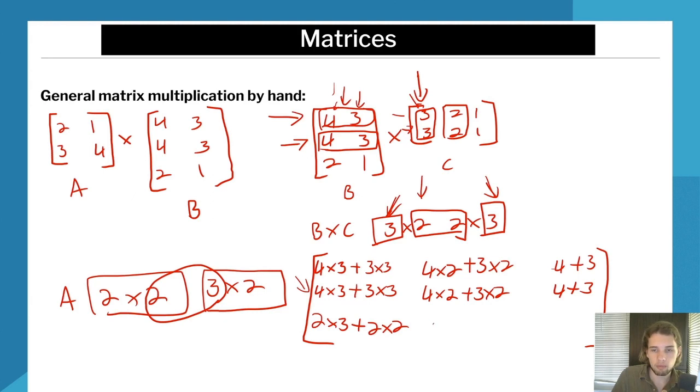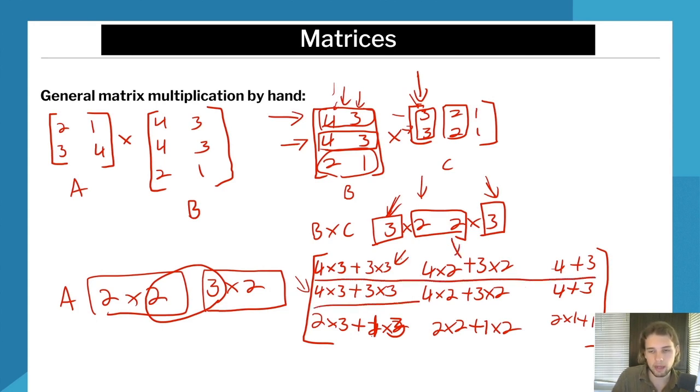And then we move forward as such. So we do 2 times 2 plus 1 times 2. And then we do, I made a mistake here, 2 times 3 plus 1 times 3. Sorry. 2 times 2 plus 1 times 2. And then 2 times 1 plus 1 times 1. And this is our result. We would go through and figure out the result of each of these. And then we have our 3 by 3 matrix result.